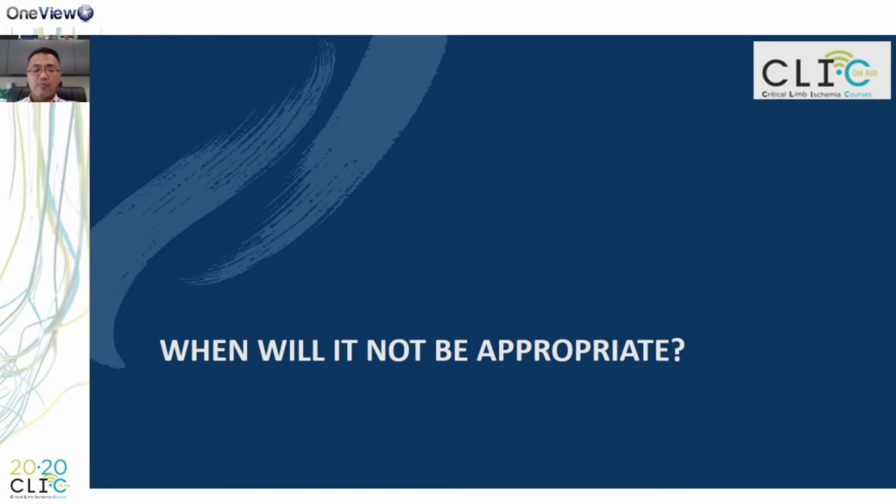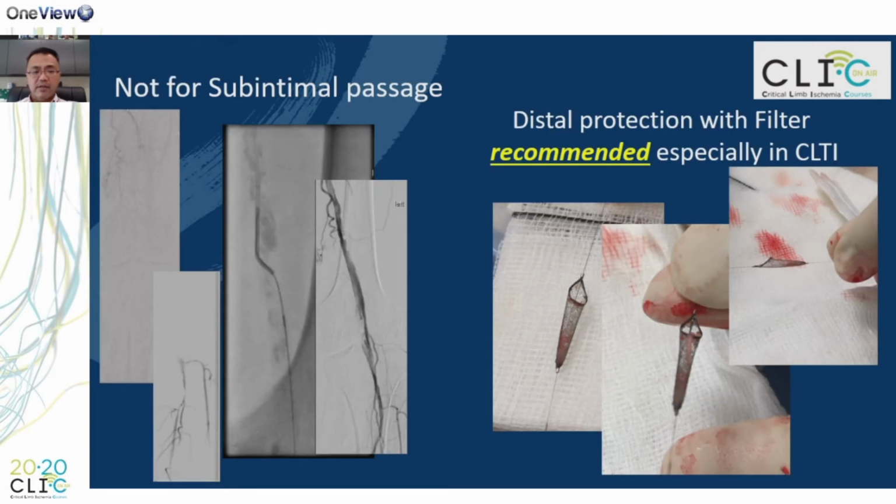Next slide, please. So when will it not be appropriate? In my practice, certainly for a subintimal recanalization, it would be potentially dangerous for causing a rupture. And for patients with CLTI, I routinely use a filter.